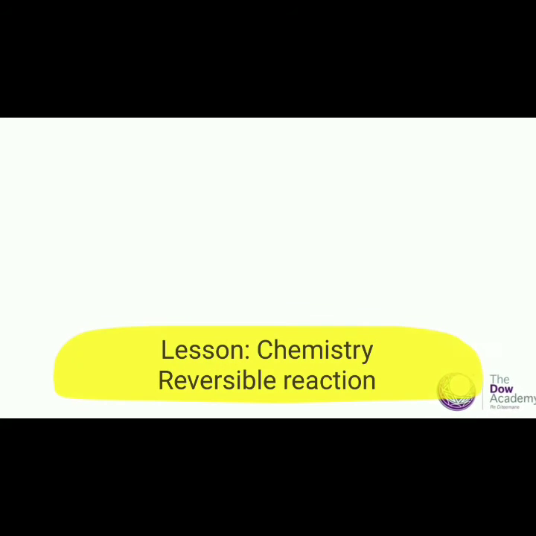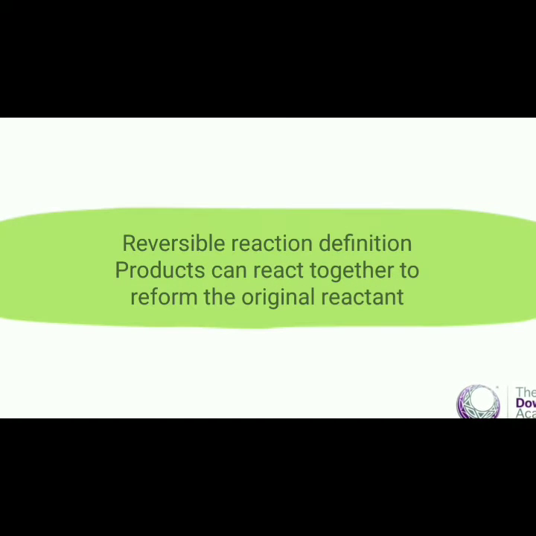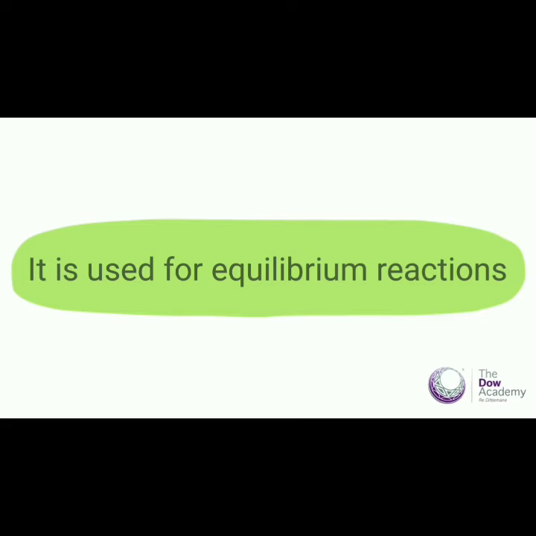Good day, Form 4s. I would like to welcome you to our chemistry lesson on reversible reactions. First and foremost, we want to define what a reversible reaction is. It is a reaction in which the products can react together to reform the original reactants. A reversible reaction is indicated with a sign which has two arrows. One is facing the forward direction. The other one is facing the backward direction.